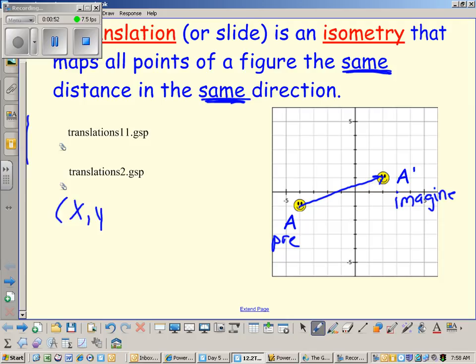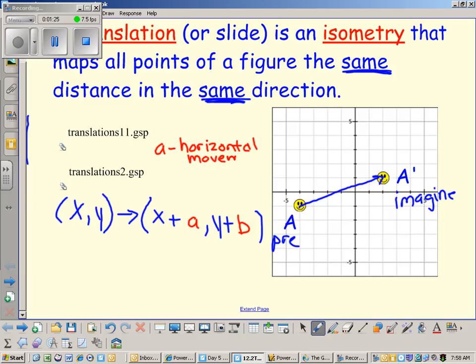x comma y with an arrow that says maps onto x plus a, comma, y plus b in parentheses, where a is the horizontal movement and b is the vertical movement.